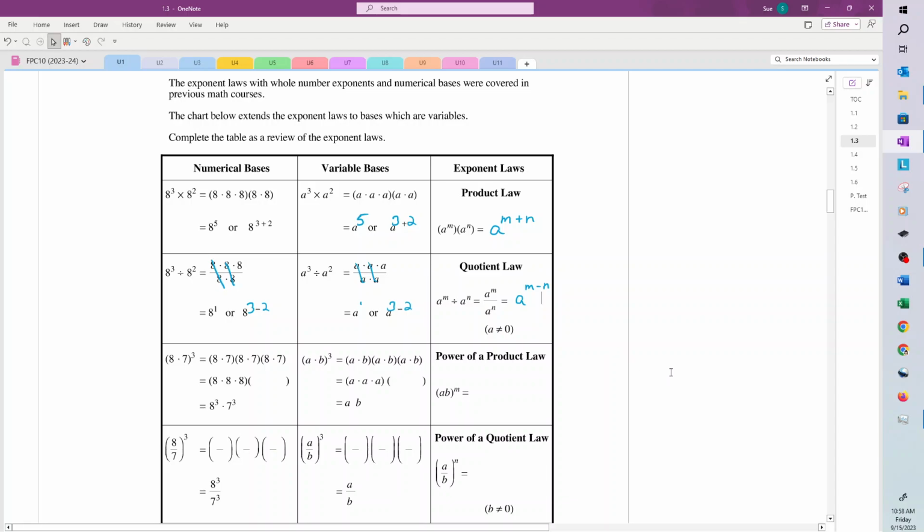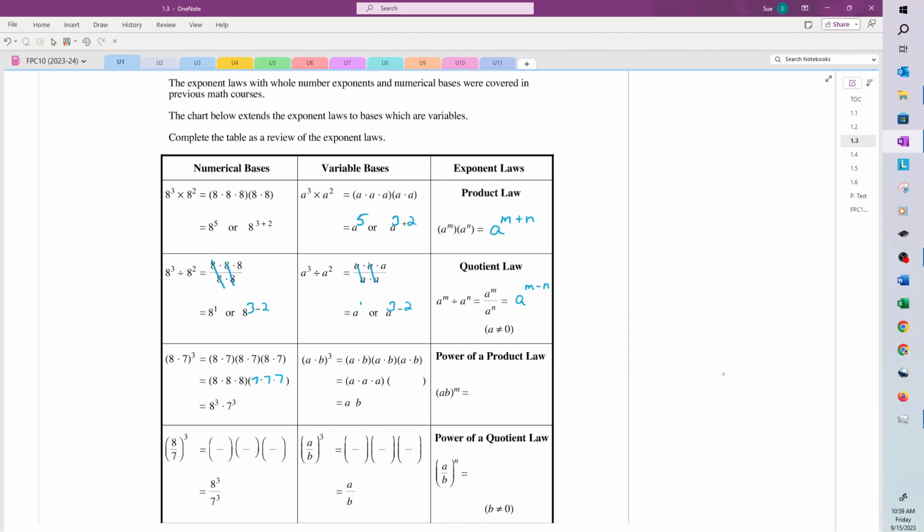All right, now we have the power of a product law. So we've got two things we're multiplying together, and we're cubing it. So we've got 8 times 7 times 8 times 7 times 8 times 7. If we rearrange this and put all the 8s together and all the 7s together, because of course when we multiply, the order does not matter, we've got 8 cubed times 7 cubed.